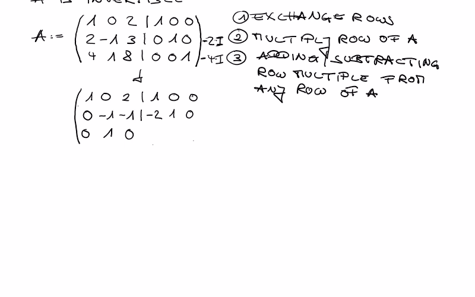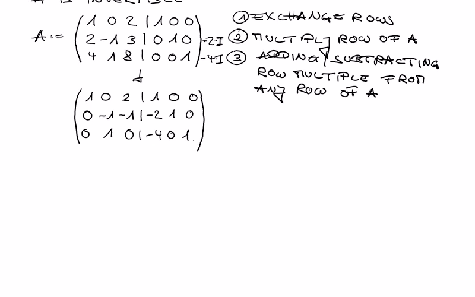And again, we have to apply this to the supplementary matrix. So we have -4 times 1 plus 0 is -4. -4 times 0 is 0, and -4 times 0 plus 1 is 1. Yeah. So now we have used adding and subtracting row multiples from any row of A twice, and we actually have the first column in the form of the identity matrix.